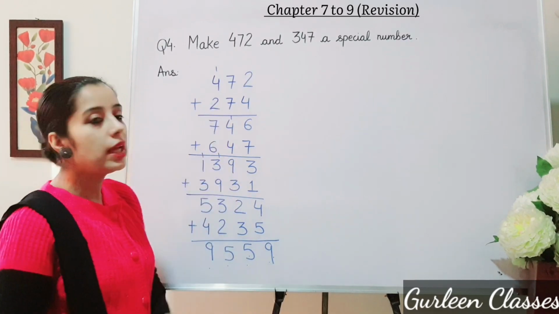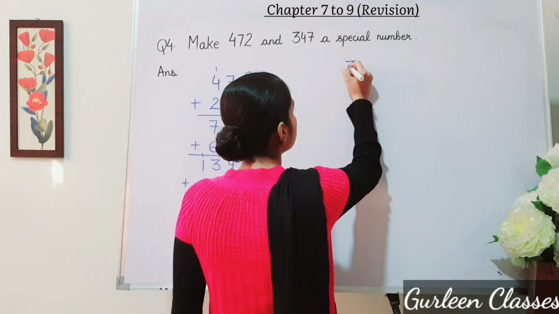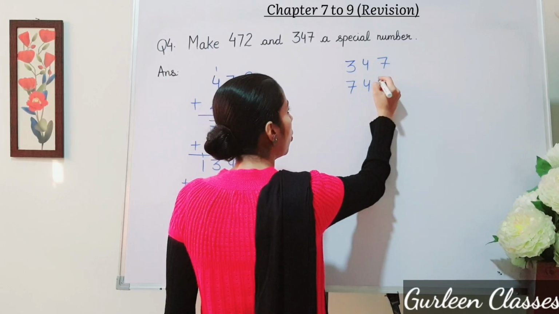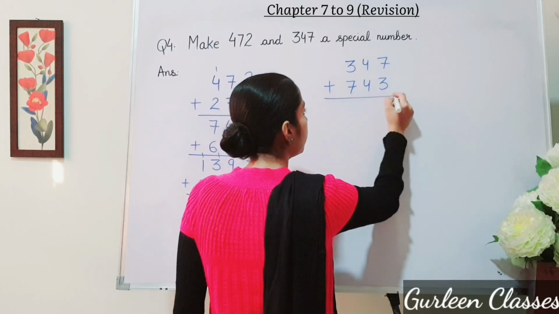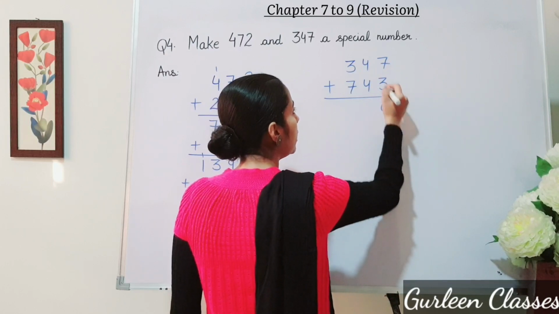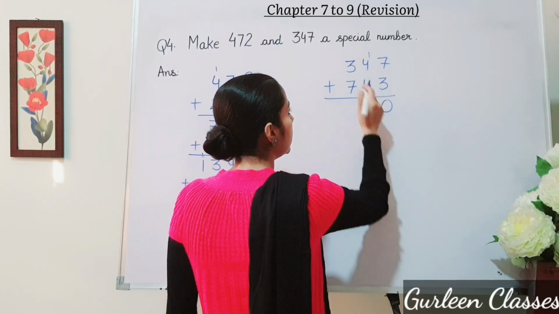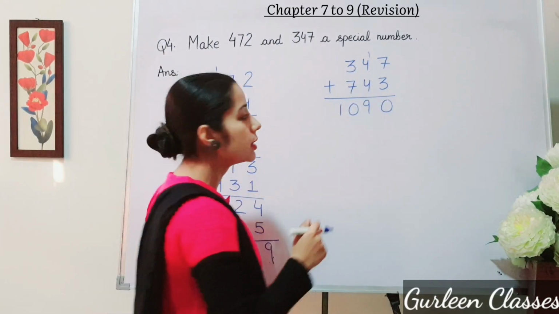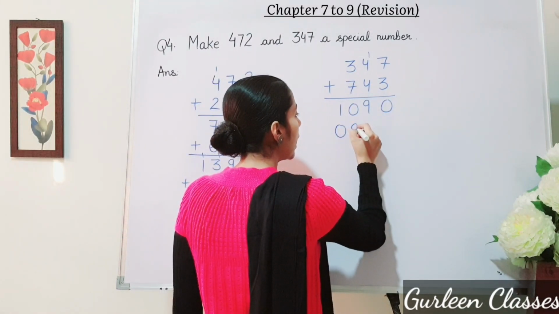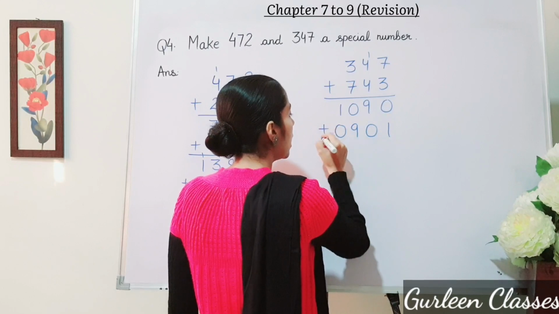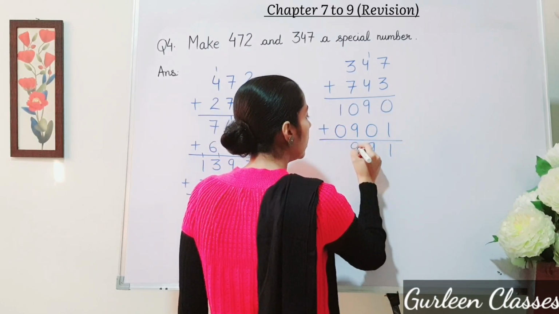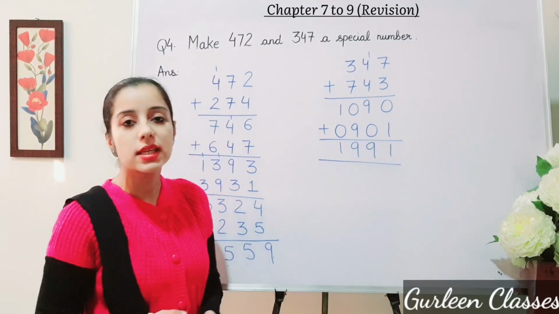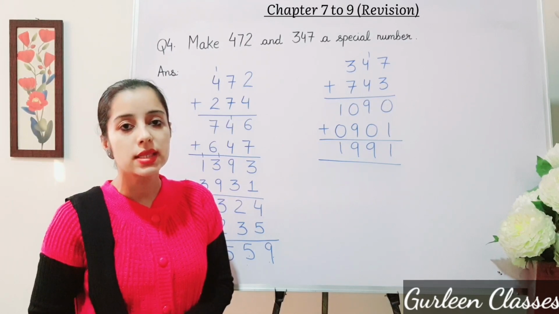Now 347. So first write here 3, 4, 7. Reverse the number: 7, 4, 3. Then add. 7 plus 3, 10. 1 carry. 4 plus 4, 8, and 1, 9. 7 plus 3, 10. Is this a special number? No. Again reverse. It will be 0, 9, 0, 1. Now add: 1, 9, 9, 1. Is this a special number? Yes. If you see from the left side and the right side, both sides it is the same. 1991 is a special number.